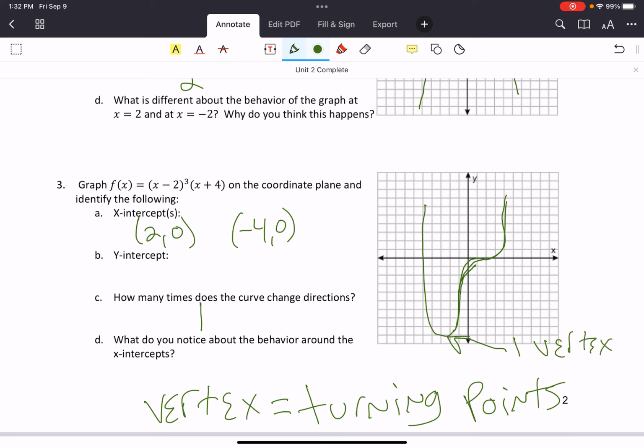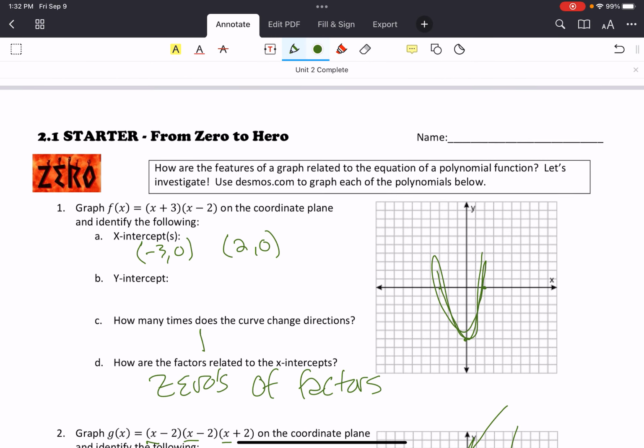So if it's going flat at any point, that doesn't count as a turning point? No, because if it's going flat like that, it's still increasing. It doesn't switch to going down. Even if it goes 0, it doesn't switch to become going down, so it doesn't count as a turning point. That's a good question. Anyone else?